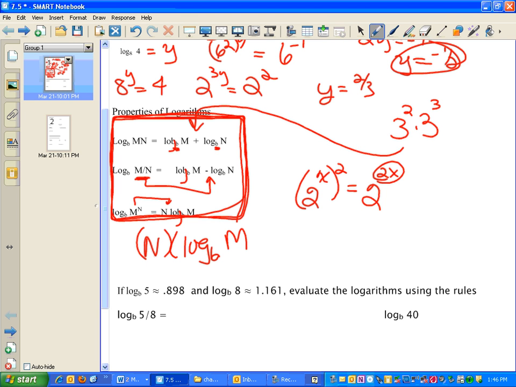All right, here we go. We're just applying these. So if I'm multiplying two parts in a log and I want to expand it out, I'm going to add the individual logs. If I am dividing two parts in a log and I want to expand it out, I'm going to subtract the two parts. If in my log I'm raising something to an exponent and I want to expand it out, I'm going to take that exponent and multiply it by the log. That's all I'm doing.